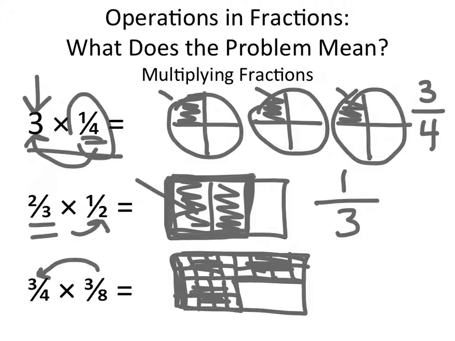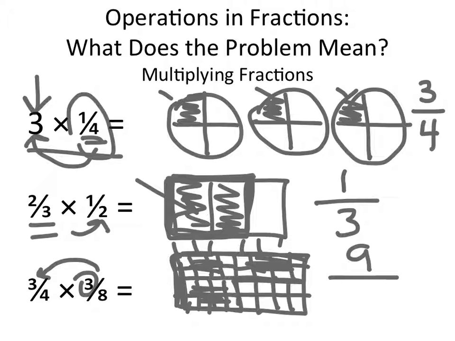So I would take 3 pieces out of the 8 of each one. 1, 2, 3, 4, 5, 6, 7, 8, 9. So I'm taking 9 pieces out of the pieces that are in the whole. But if we look at my picture, we notice that our pieces are not all the same size. And we can't name a fraction unless our pieces are all the same size. So to make them all the same size, I would also have to do this.